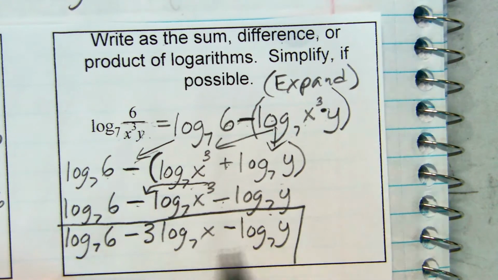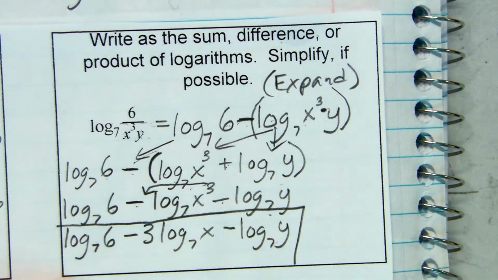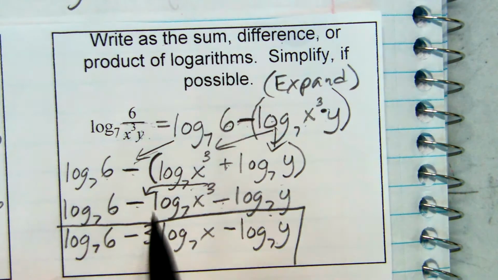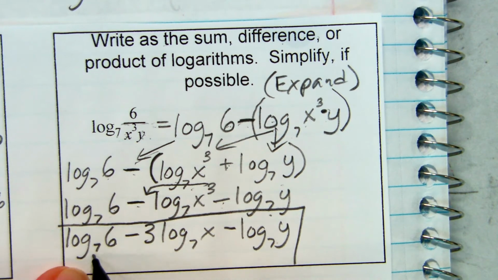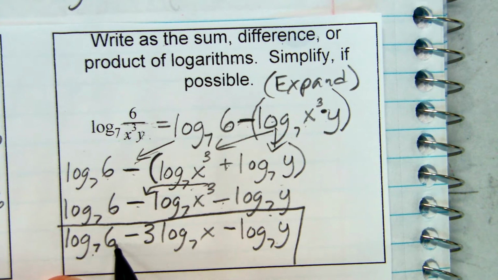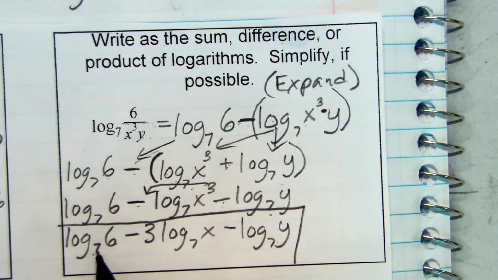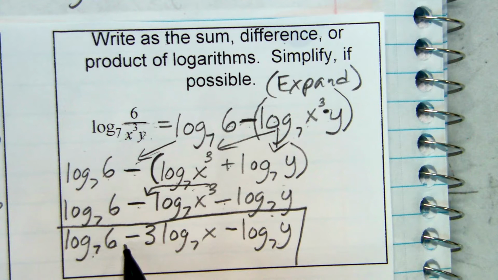It's completely expanded. The only other thing you could do with this is if this 6 was actually a power of 7, we could actually compute what that number was. But since 6 can't easily be made a power of 7, we're just going to leave that.